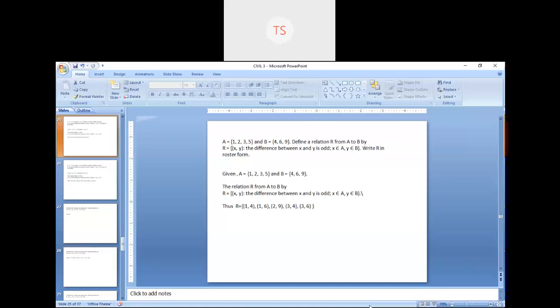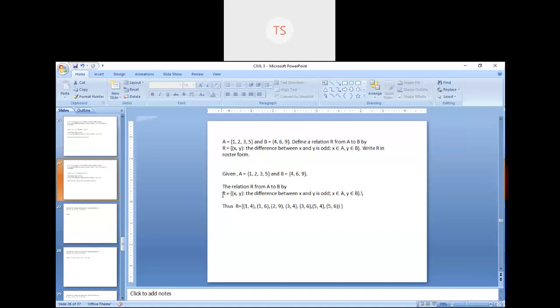Now, next, come to 5. (5, 4). Can I include (5, 4)? Yes, the difference is 1. And (5, 6), again the difference is 1. But 5 and 9, the difference will be 4. So that's why I cannot include (5, 9). So these are the elements of that particular relation R, and these elements I have written in the roster form. That means directly I have written the elements.